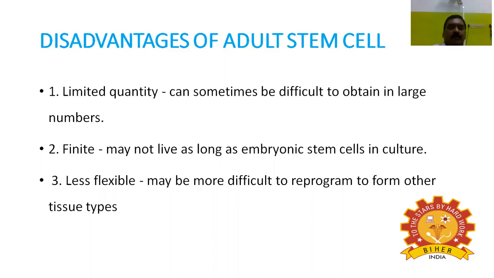Number two, finite. It may not live as long as the embryonic stem cells in culture. Finite means what? It may not live as long as the embryonic stem cells in the culture medium. Third important point, less flexibility, and it may be more difficult to reprogram to form other tissue types. These three points are the disadvantages of the adult stem cells: limited quantity, finite, and less flexibility.